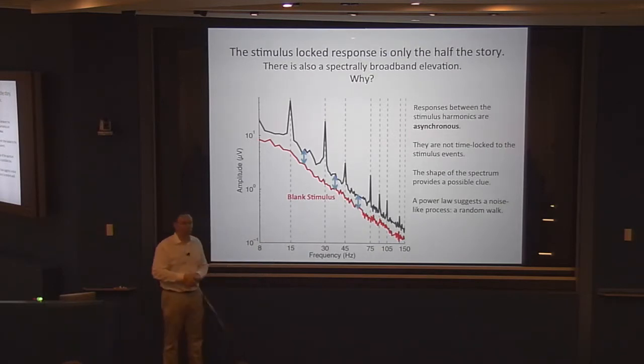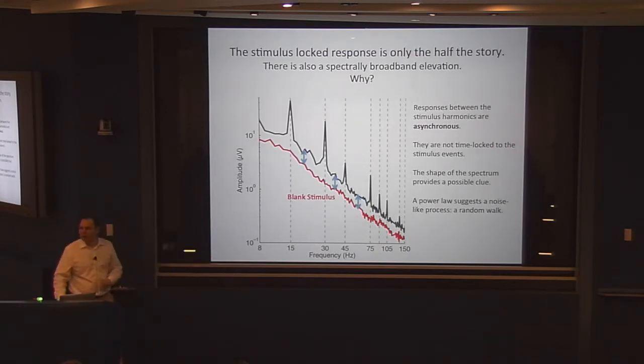A power law suggests a noise-like process or a random walk. If you take white noise data and you do a cumulative sum, or if you just do a random walk and plot the spectrum of the positions, you'll get something that looks like this. So how can we interpret that in terms of the underlying neuroscience?